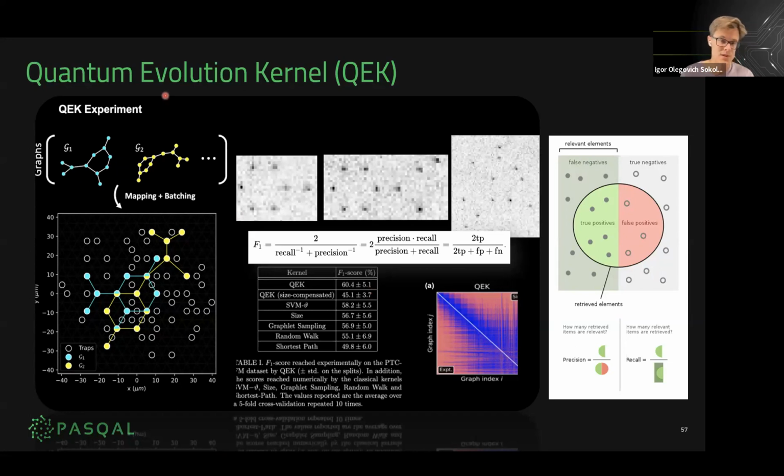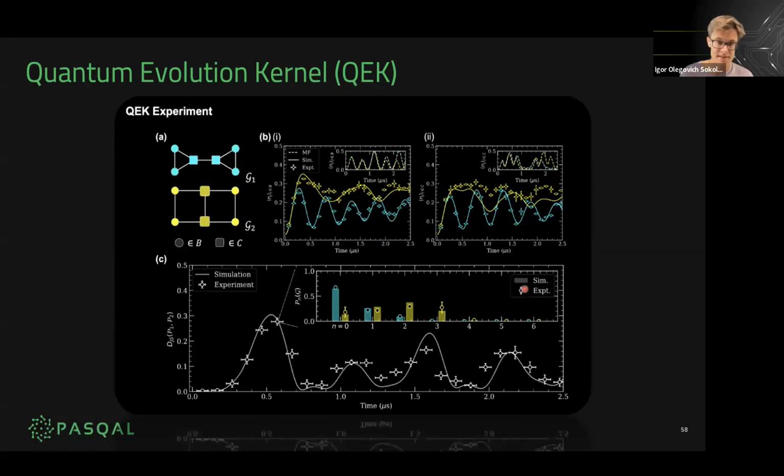The way they did it here was also loading two graphs at the same time in a batch, measuring the same similarity matrix that we've seen before, and trying to distinguish difficult cases of these graphs. There are graphs like these two, which are classically hard to distinguish, and our quantum kernel handles them. If you embed this graph in the Hamiltonian, evolve your quantum state and measure the occupation number, you see that the yellow graph evolves differently from this other graph, G1.